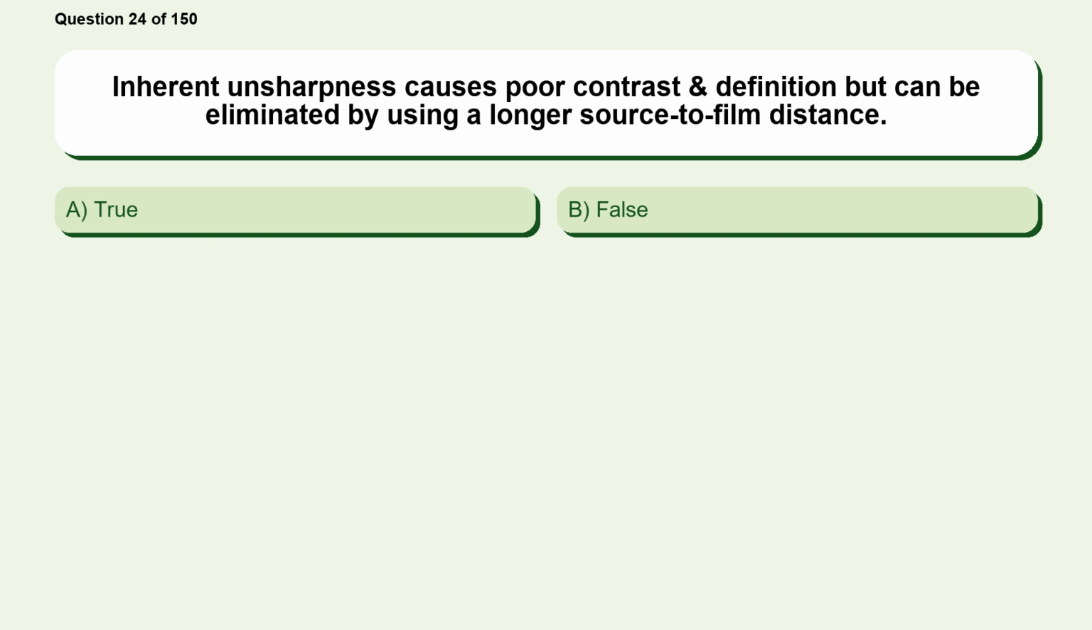Question 24. Inherent unsharpness causes poor contrast and definition but can be eliminated by using a longer source-to-film distance. Option A, true. Option B, false. The correct answer is option true.